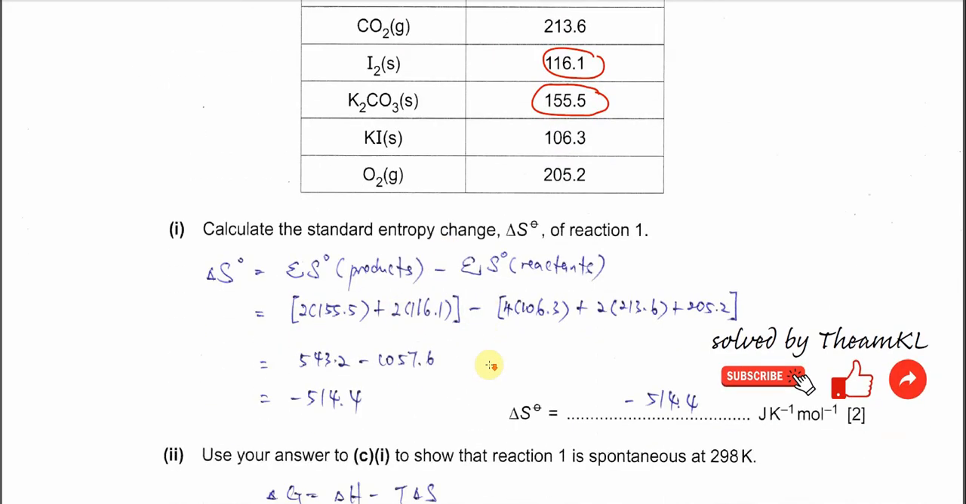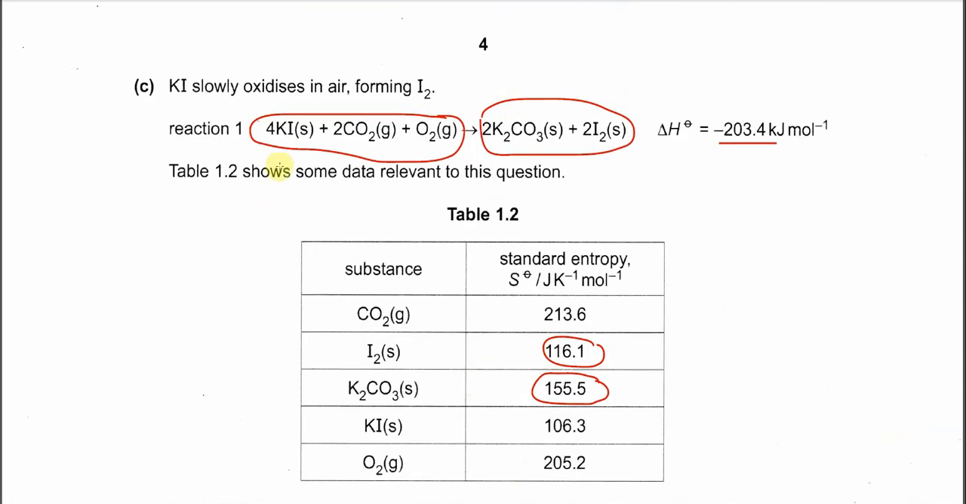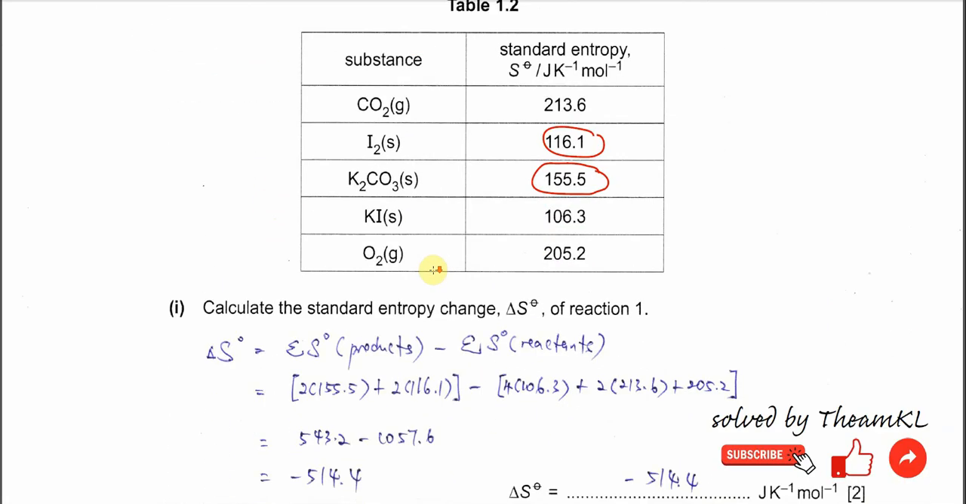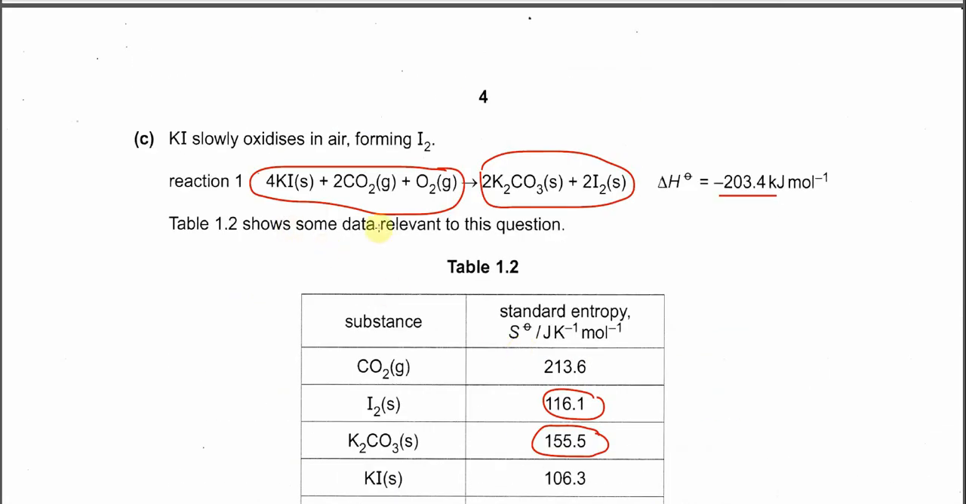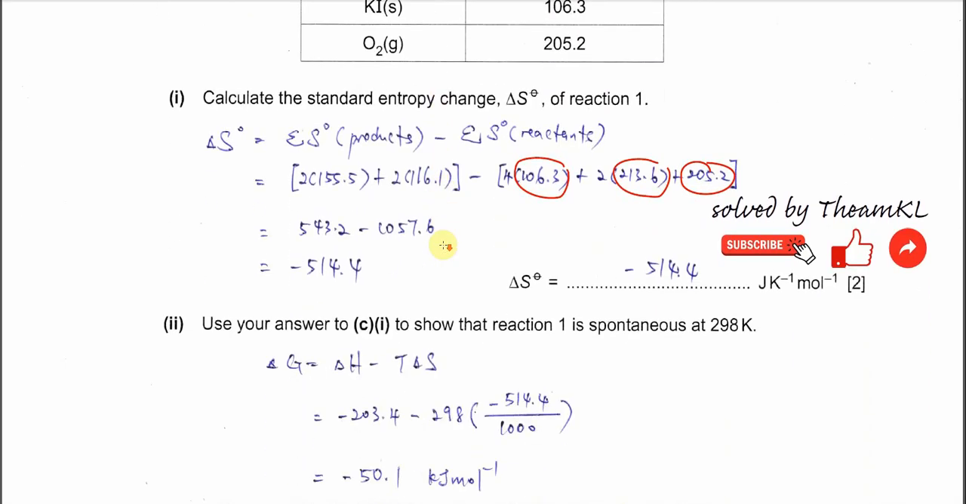Okay, minus the reactant again, which is KI, CO2 and O2, so you get the values from here. Again, remember the coefficient, 4 to 1, 4 to 1, right? Here, 4 to 1. So eventually, the delta S, you should get negative 514.5 for us, negative 514.4.